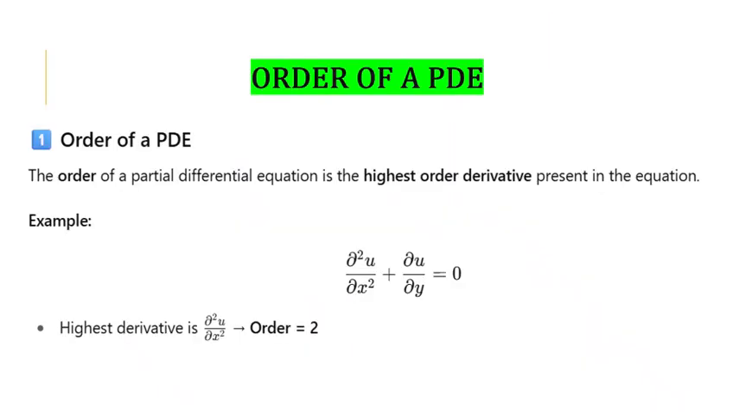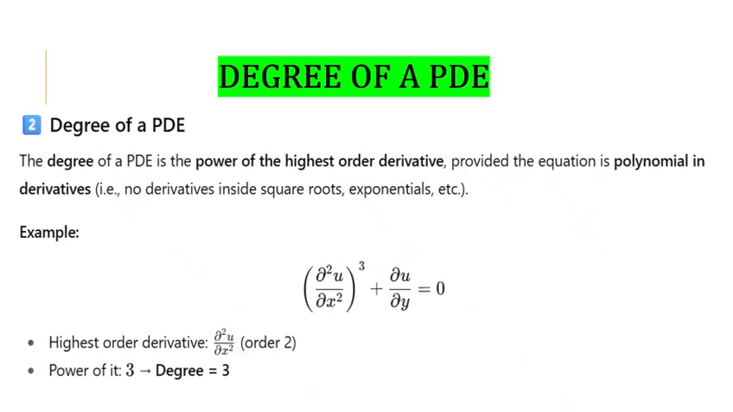Here we see what is the order of a PDE. So the order of the PDE is nothing but the highest order derivative occurring in that PDE. Here we see one example, that is dou square u by dou x square plus dou u by dou y is equal to 0. Both are partial derivatives, in which the first one is the second order derivative and the second one is the first order derivative. So order is nothing but the highest order derivative, and so the order is 2.